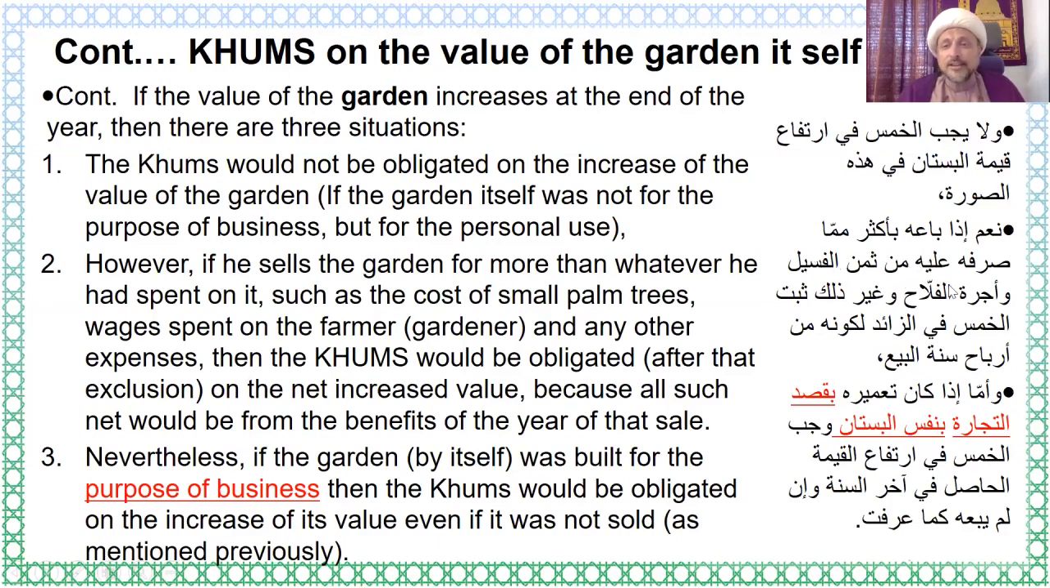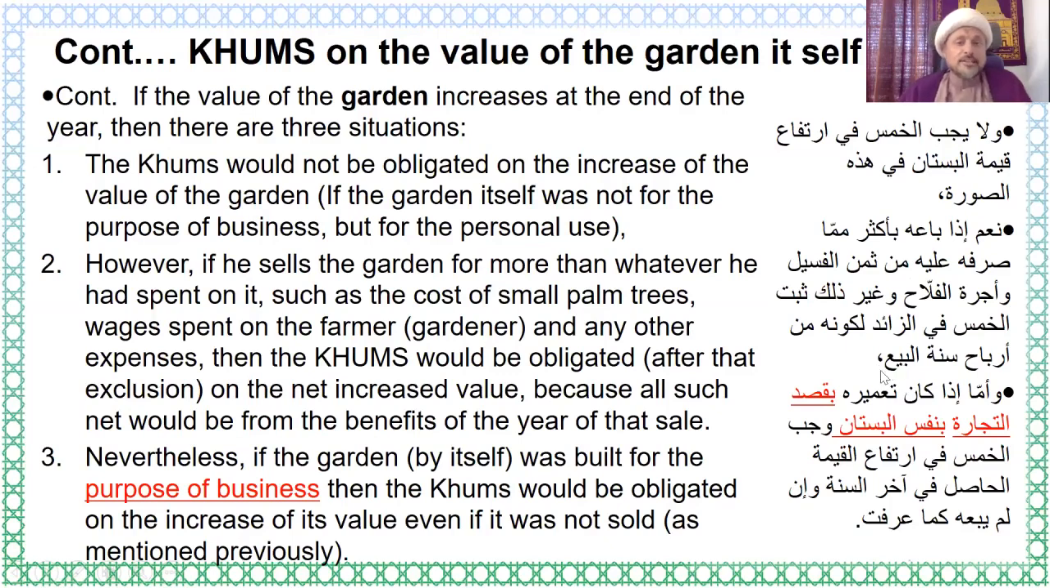So if he sells it for more than what he had spent, but if you sell it for $150, no khums because you spent on it. And if you sell it for 100, there's a loss, because you spent $50 on it. And if you sell it for 150, no khums. If you sell it for 200, $50 is your net profit of the year.